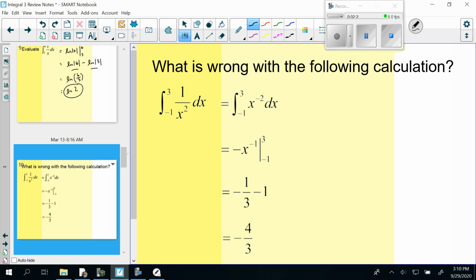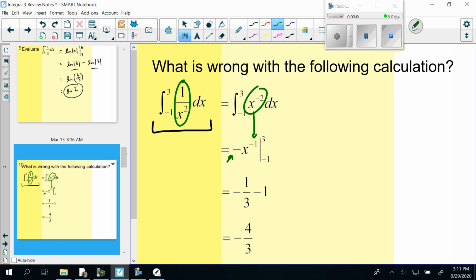One thing to be careful of when applying this, it says what is wrong with the following. Well, let's go through and see here. We're trying to find the integral from negative 1 to 3 of 1 over x squared. Well, it looks like they rewrote 1 over x squared as x to the negative 2. That's perfectly fine. Looks like next step they found the antiderivative, and it looks like the right move here. Remember, we add 1 to the exponent, and then we put the reciprocal out front. That looks like the correct antiderivative.